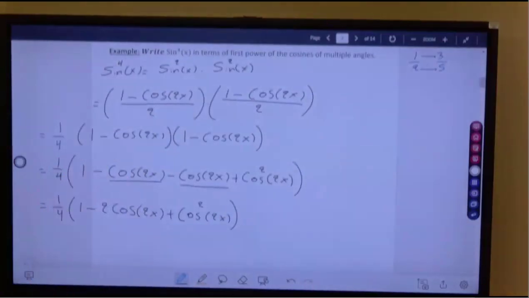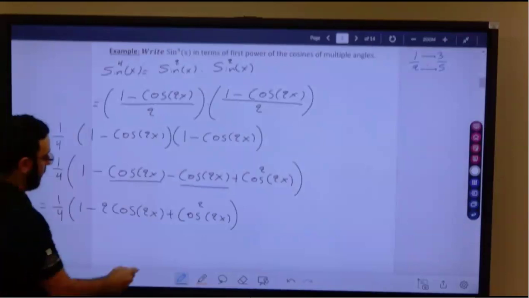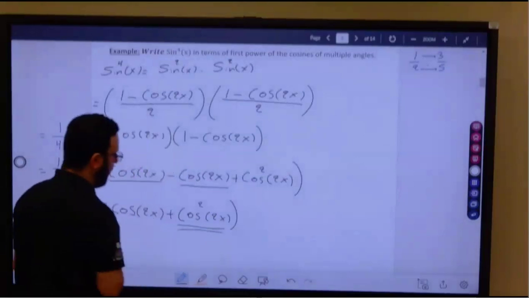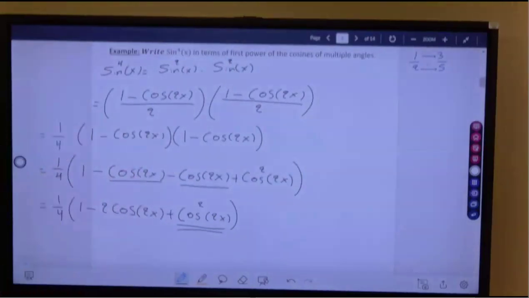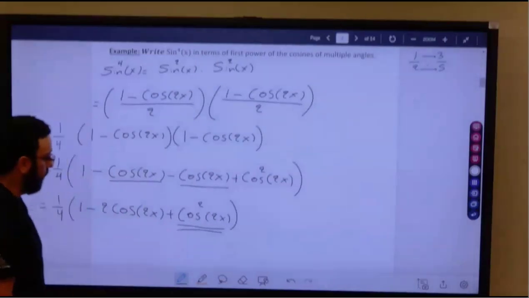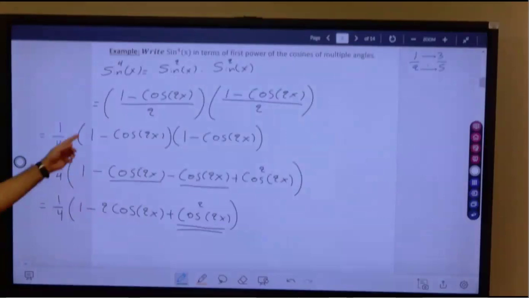Now, what's the next step? We need to simplify it more. This is the right solution, but yes, I can simplify it because this is cosine squared 2x. That means we can use the power rule again on this part. To use the power rule here, the cosine is the opposite of the sine. It's 1 plus cosine. And also you have to double the angle.